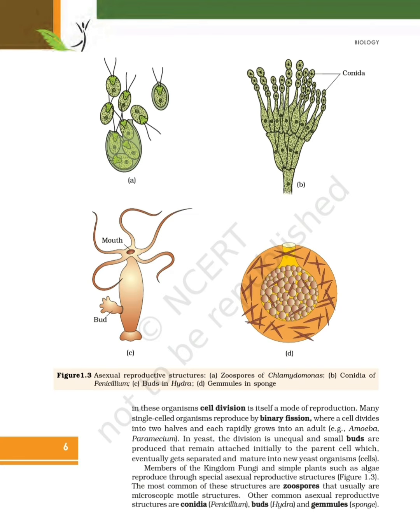Buds are produced that remain attached initially to the parent cell, which eventually get separated and mature into new yeast organisms, that is, cells. Under unfavorable conditions, the amoeba withdraws its pseudopodia and secretes a three-layered hard covering or cyst around itself. This phenomenon is termed encystation. When favorable conditions return, the encysted amoeba divides by multiple fission and produces many minute amoebae or pseudopodiospores.